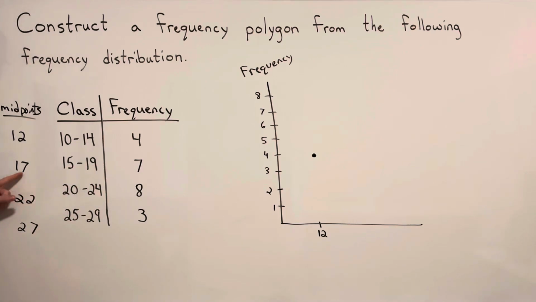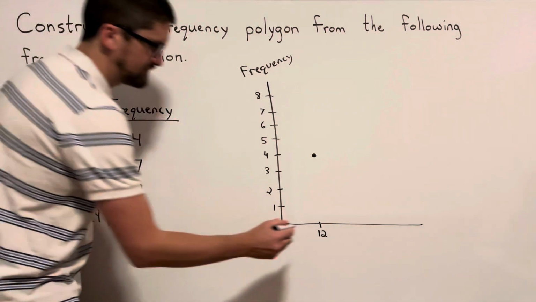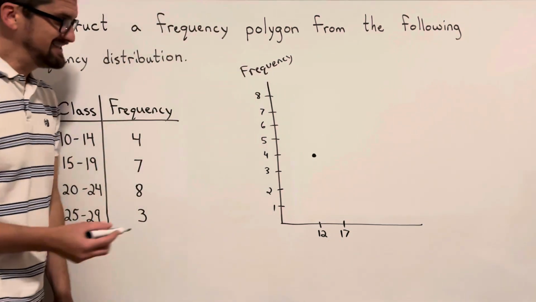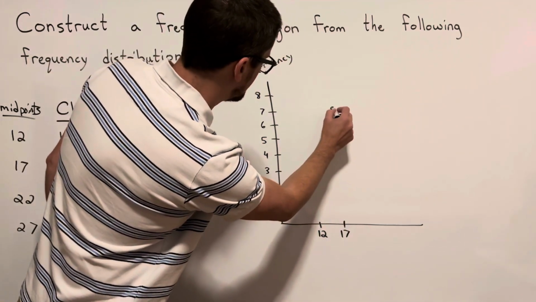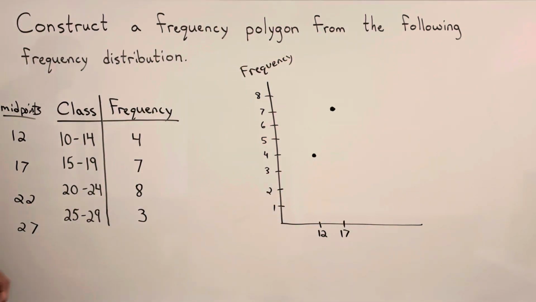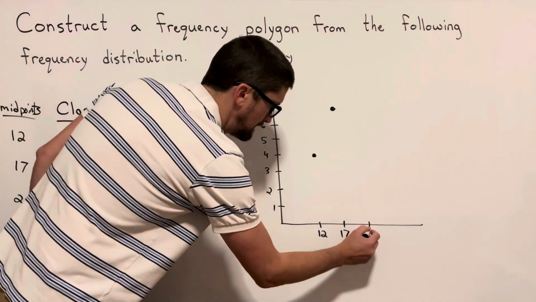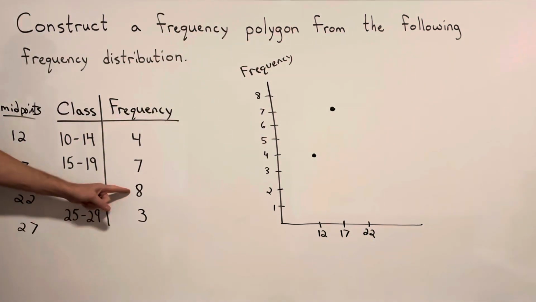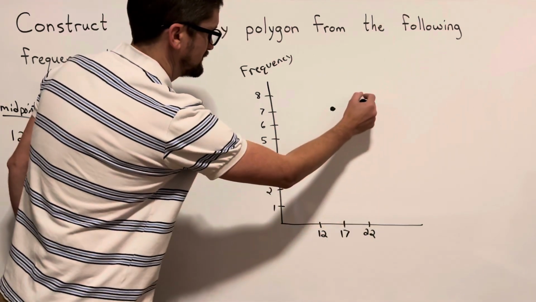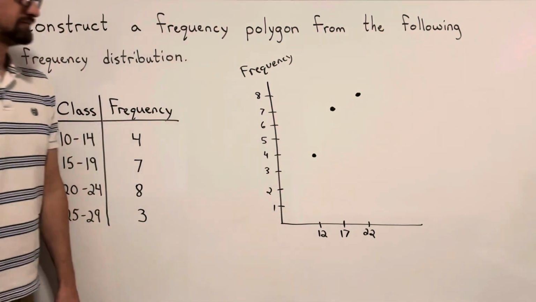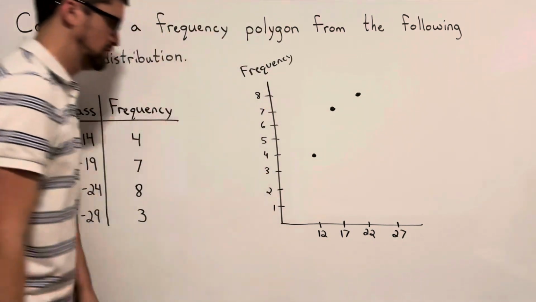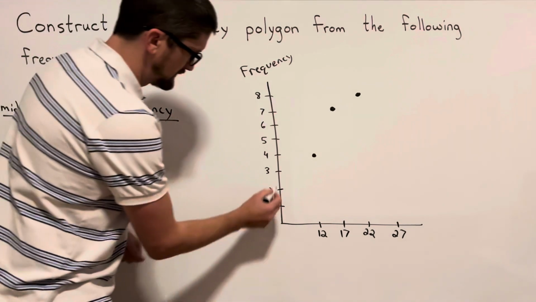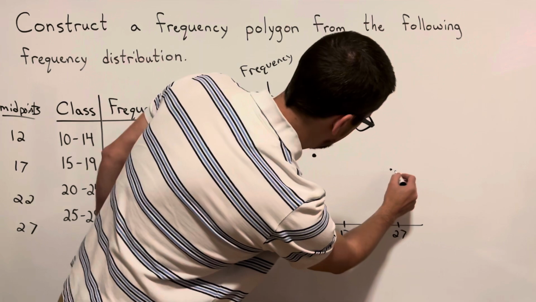The next dot I'm going to make is at 17, with a frequency of 7. So if I go over here to 17 and go up to 7, it's going to be about right there or so. Just try and draw it the best you can. Next up is 22. That's going to go up to 8. So that goes up to here. And then I have 27, which goes up to 3. 3 being right here. So it's about right here.